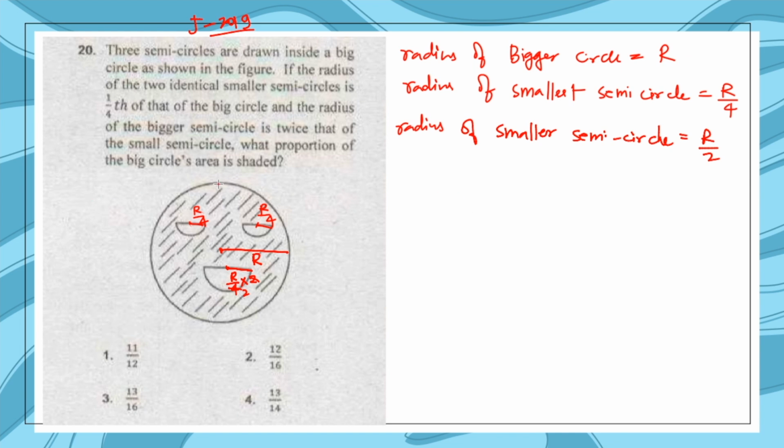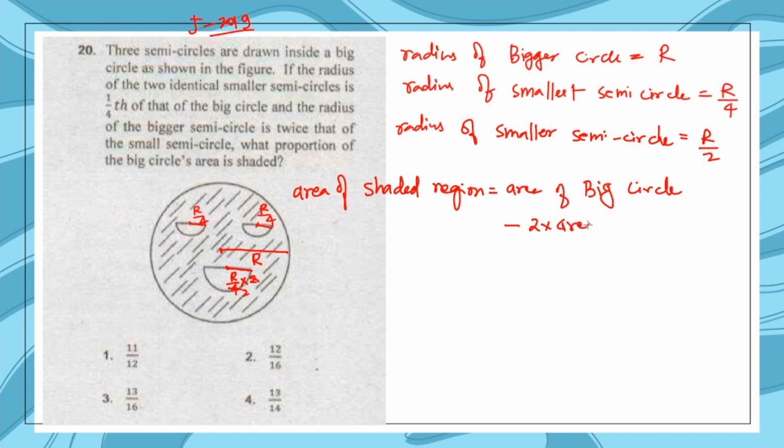Okay, so what portion of the big circle is shaded? What part is shaded? You have to tell. The portion means the ratio is what you have to tell. So first of all we have to find the area of the shaded region. For that, I will take the area of the big circle. From here I will subtract 2 times the area of the smallest semicircle, I'll subtract these two semicircles, and then I will subtract once the area of the smaller semicircle, this one.